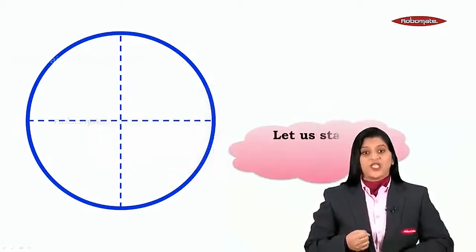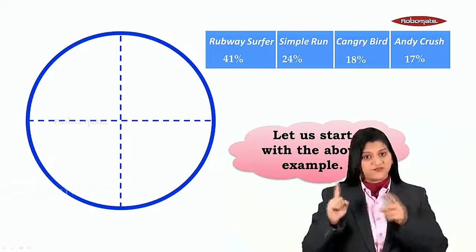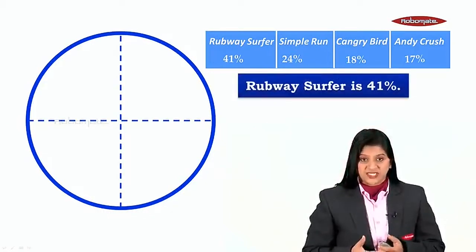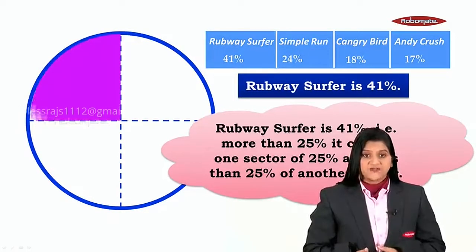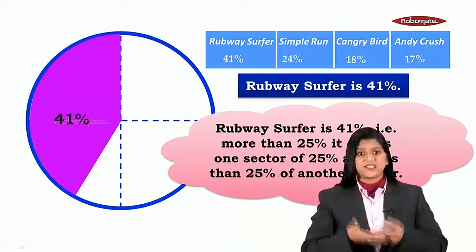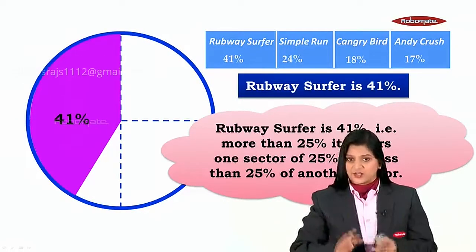Now let us start with the above given example. We have already marked all this information in our paragraph. The largest quantity is 41%, Rubway Surfer. Since it is more than 25%, it will cover one sector of 25% and less than 25% of another sector. That makes it approximately 41%. We are not doing any accurate calculation here.